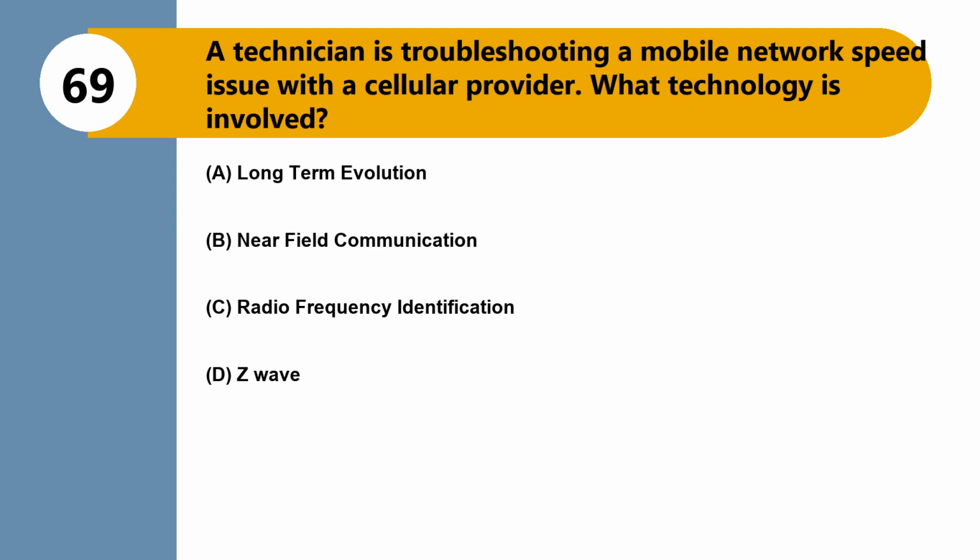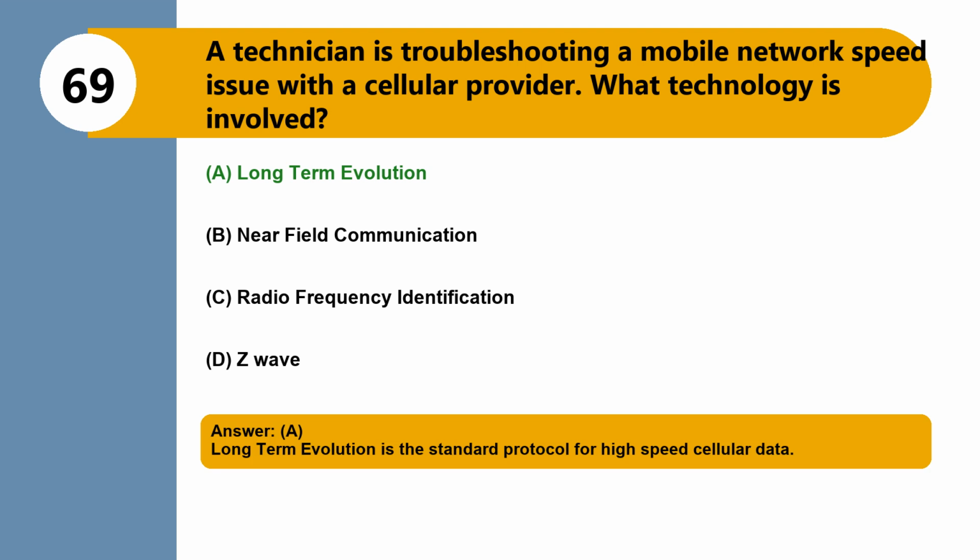Question 69. A technician is troubleshooting a mobile network speed issue with a cellular provider. What technology is involved? Option A, long-term evolution. Option B, near-field communication. Option C, radio frequency identification. Option D, Z-Wave. The correct answer is option A, long-term evolution. Long-term evolution is the standard protocol for high-speed cellular data.